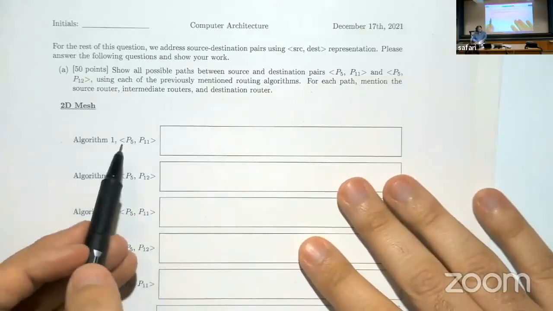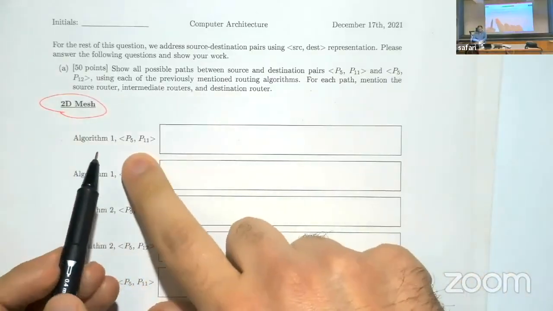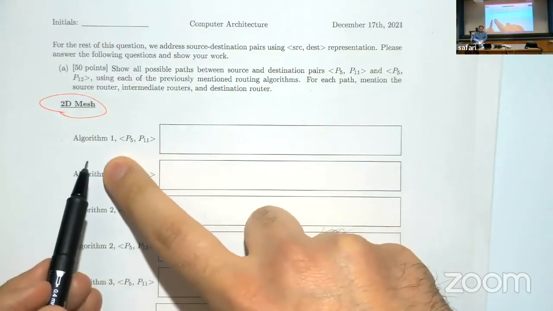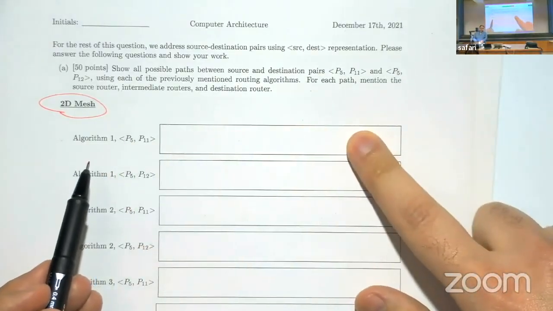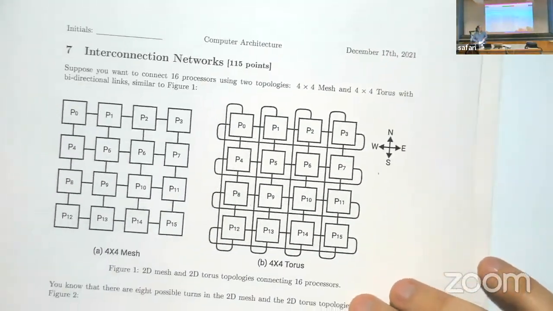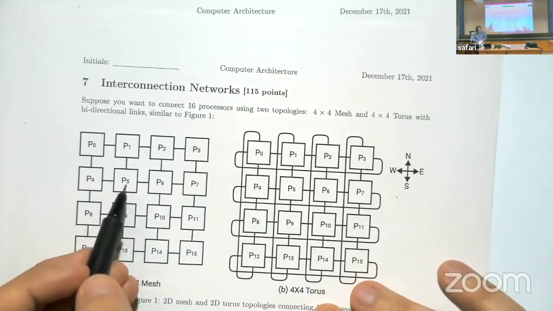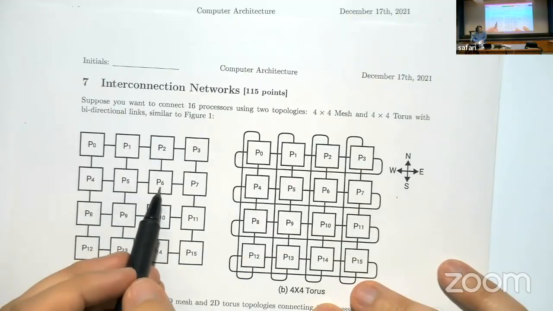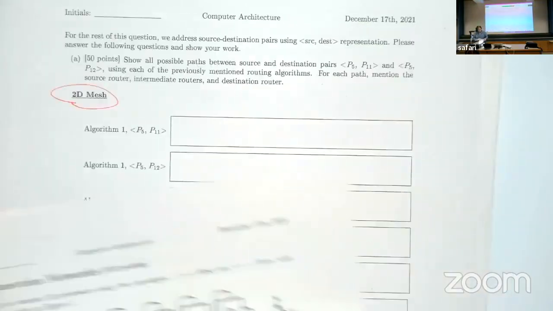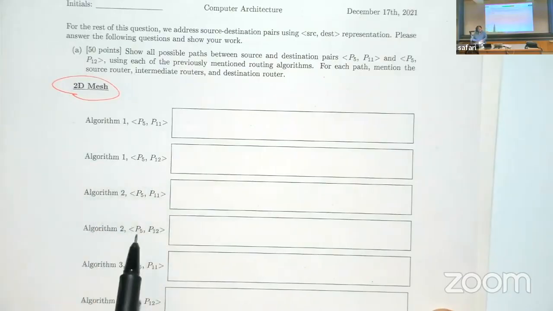So basically here, for a 2D mesh network, for example, if we want to go from processor 5 to processor 11 using algorithm 1, what should be the path? We already know that algorithm 1 is XY routing. So processor 5 to 11, the path should be P5, P6, P7, and P11. Okay, sounds easy. I'm going to skip the next one also.